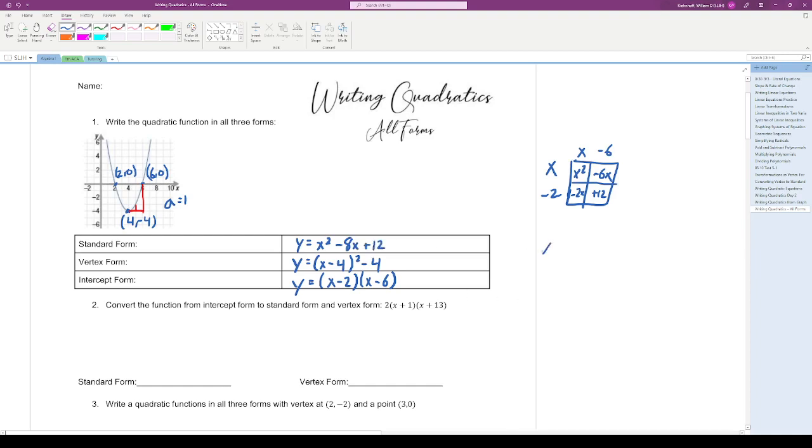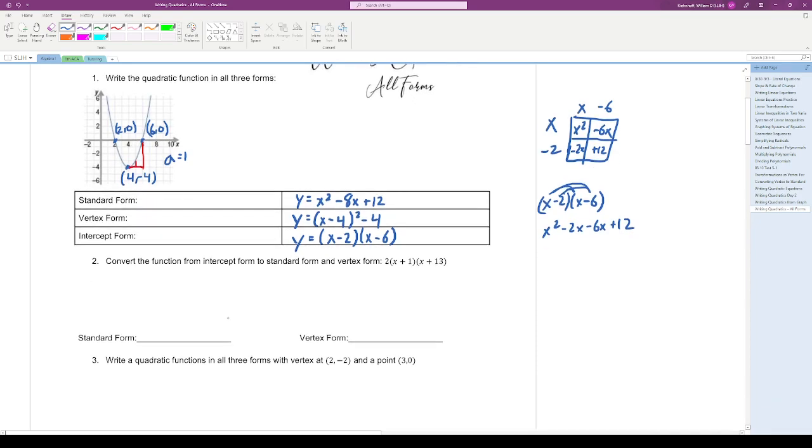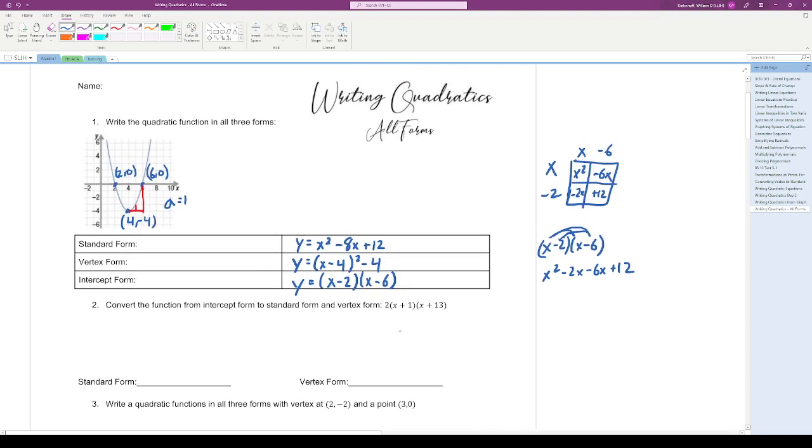Or if you prefer double distribution, we do x minus 2 times x minus 6. We distribute the x to both of those and the minus 2 to both of those and get x squared minus 2x minus 6x plus 12, which is the exact same result, just by a different visual format. So that's it. That's how we can take a graph and easily find all three forms, provided the zeros are at integer values. If these zeros weren't at integer values, we wouldn't necessarily write an intercept form, because it's not factorable.